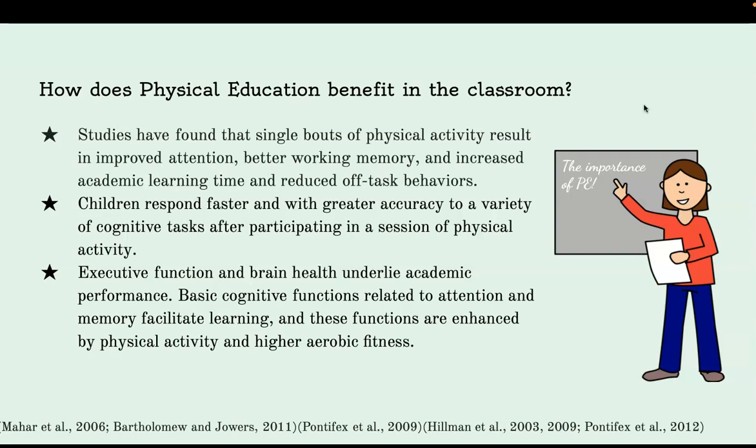Children also respond faster with greater accuracy to a variety of cognitive tasks after participating in a session of physical activity. Executive function and brain health underlie academic performance. Basic cognitive functions related to attention and memory facilitate learning, and these functions are enhanced by physical activity and higher aerobic fitness. These are three great examples of how physical activity benefits a student's brain through memory, their behavior, cognitive functions, and attention, and can help learning in the classroom, which will help benefit a teacher as well.